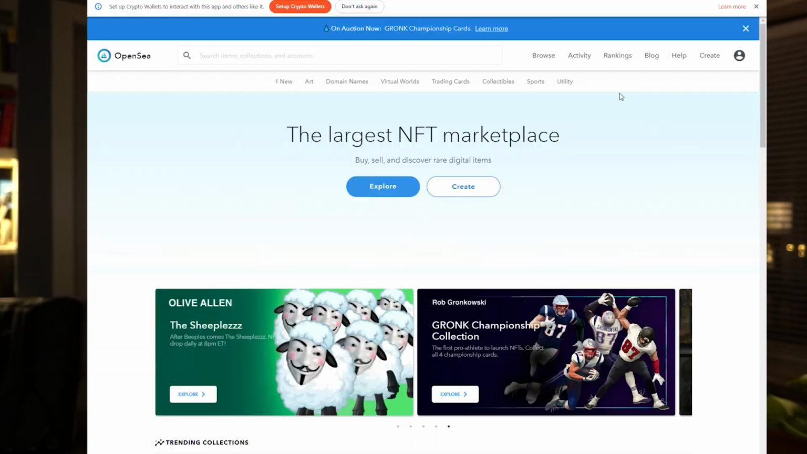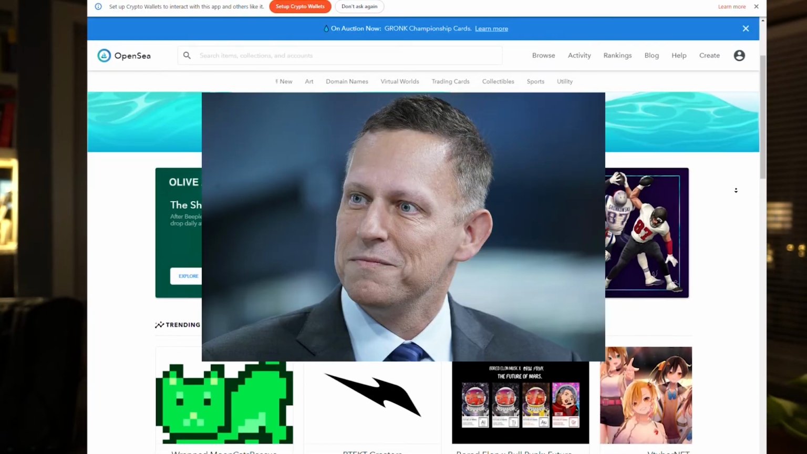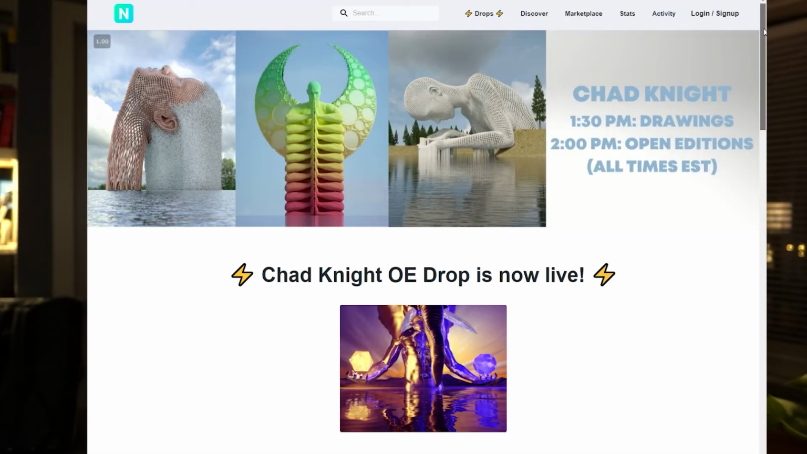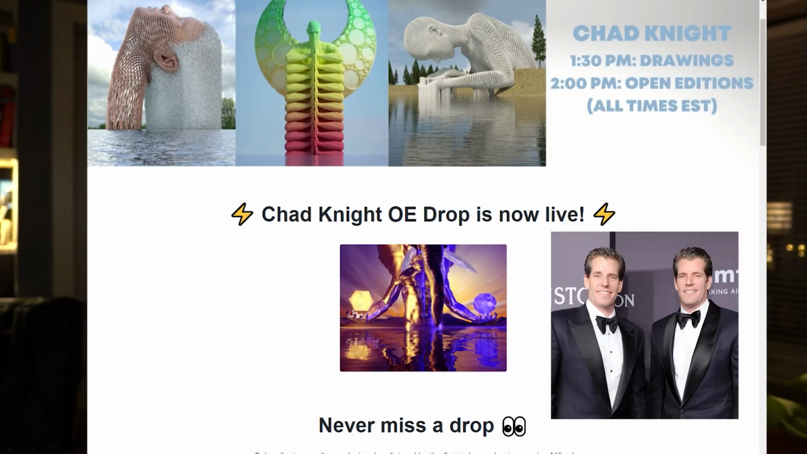So where can you buy NFTs? Well, non-fungible tokens can be purchased on many websites, but the 3 most popular ones that currently exist are OpenSea, which was founded and funded by Peter Thiel. The second one is Rarible, and the third one is Nifty Gateway, which I believe the Winklevoss twins are involved with. Now, NFTs sound great, but they do have their fair share of criticism.